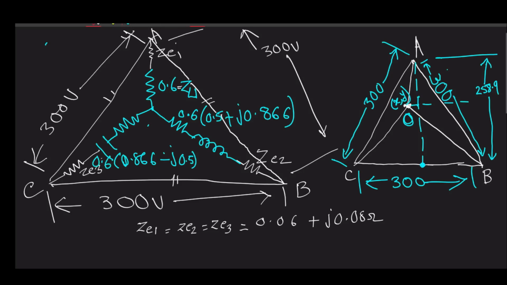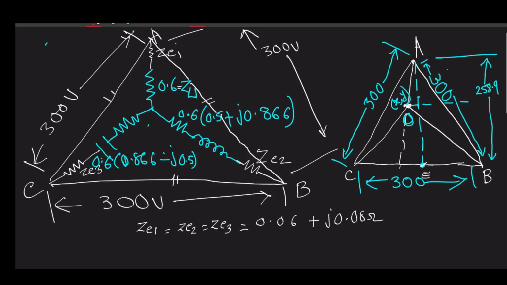So now I have drawn a triangle. This triangle is easy to understand. This is 300 and this line is a perpendicular bisector. You can write it like E. Here CE and EB are equal to 150. However, this O is the shifted neutral position. Actually our neutral has shifted. Why shifted? Because due to load imbalance, the neutral is shifted to a particular direction.